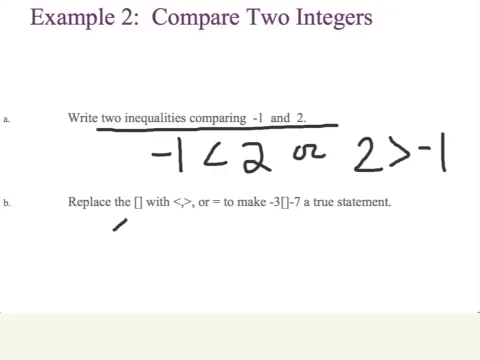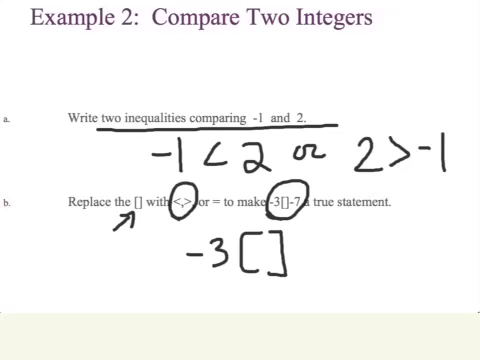Let's check out example B. Example B asks us to replace this symbol with less than, greater than, or equal to make this situation true. So here's our situation, -3, and then we've got these empty brackets here, and then -7. We know they're not equal. Which one is greater than, which one is less than?